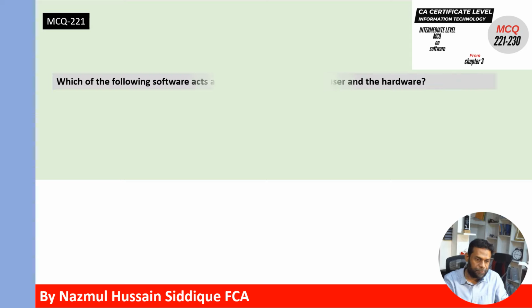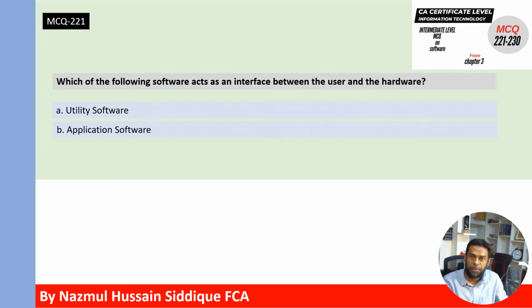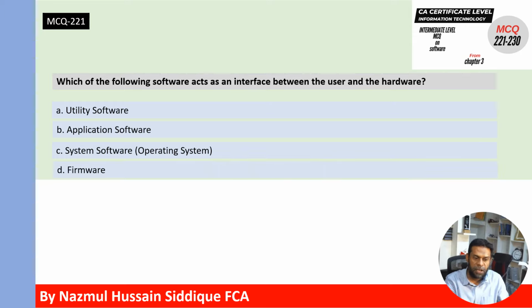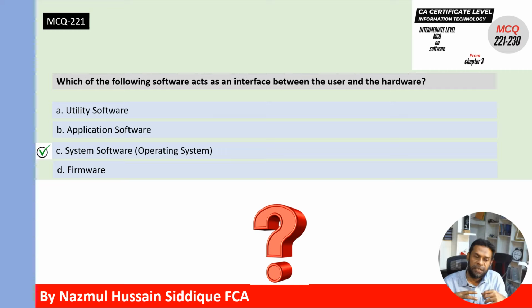First question. Which of the following software acts as an interface between the user and the hardware? Option A, utility software. Option B, application software. Option C, system software or operating software. Option D, firmware. Which software acts as an interface between the user and the hardware? The option C is the correct answer. System software or operating system acts as an interface between the user and the hardware.